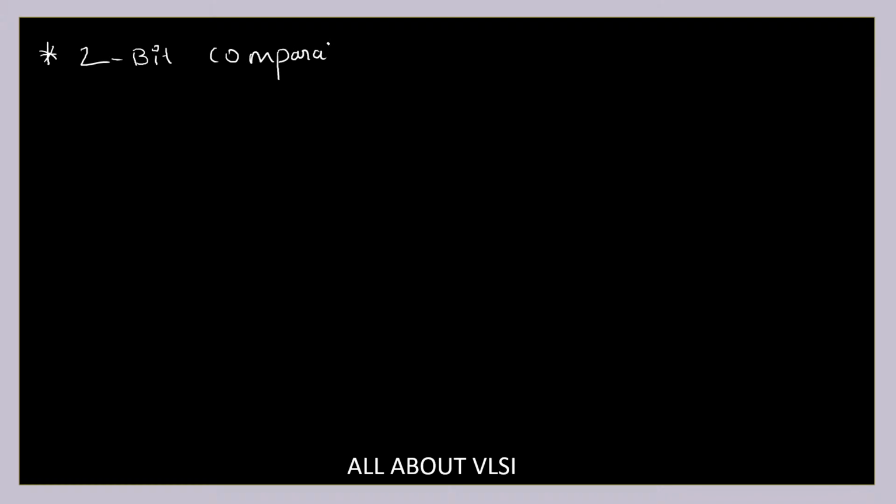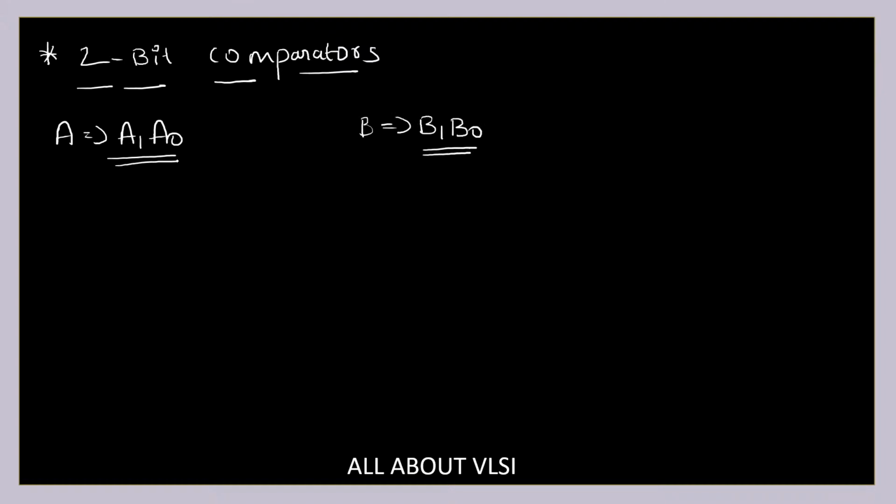So comparators are basic combinational circuits which are used to compare bits. In the case of my two-bit comparator, I'm going to compare two bits. For example, if I want to compare A and B, where A is of two bits, A1 and A0, and B is also two bits, B1 and B0. So if I want to compare these two, I can use a simple comparator, which is nothing but my two-bit comparator. Now, let me first of all draw a black box.